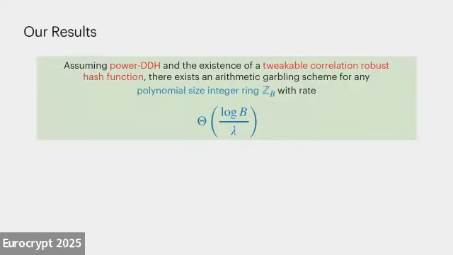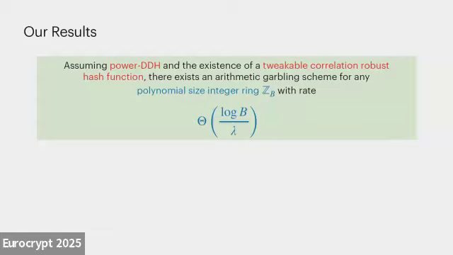And we show that we can do this. So we construct an arithmetic garbling scheme for polynomial-sized integer rings, Z_B, where the rate is log b over lambda. And we construct the garbling scheme assuming parDDH and the existence of tweakable correlation robust hash functions.